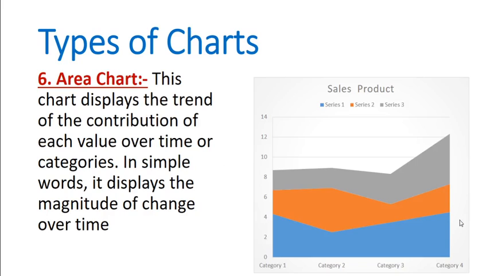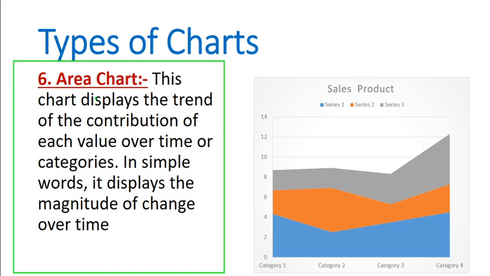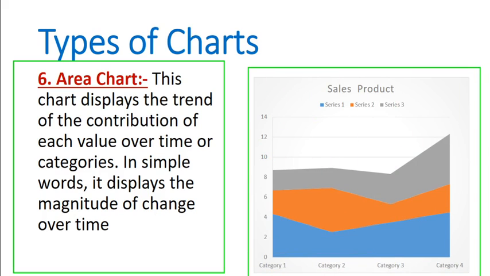Next type of chart we can see here, the area chart. This chart displays the trends of the contribution of each value over time or categories. In simple words, it displays the magnitude of change over time. So this is the area chart, an example of the area chart that we can see here. Got it?